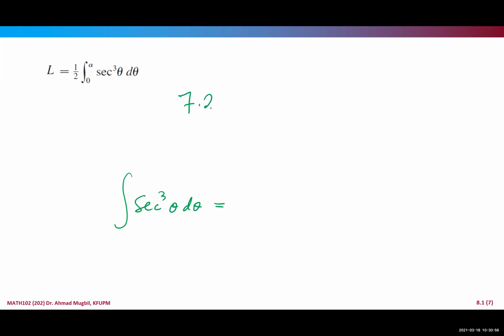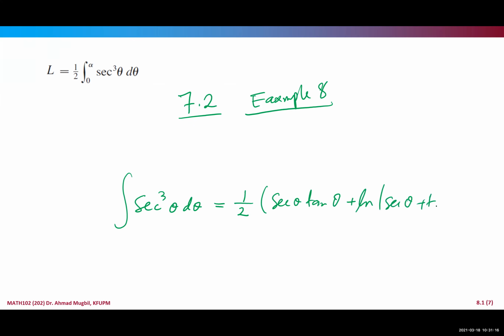This is section 7.2, example number 8. For me, I do remember it. It is half of secant theta tan theta plus ln of secant theta plus tan theta. That's it. This integral is equal to this. We did it, ya shabab, several times.